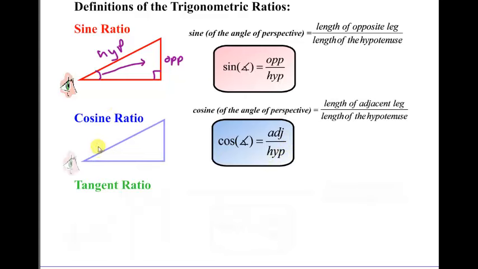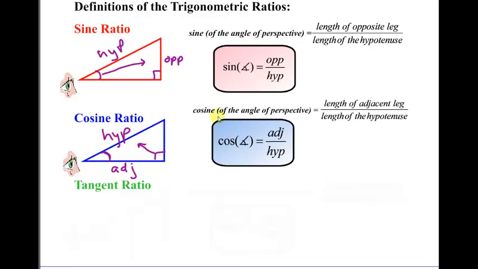And what that looks like on our diagram is, with our right triangle established, if we choose our angle of perspective, then we want to pick out the side that's adjacent to that angle. So we would use this side, the adjacent side, and along with it the hypotenuse across from that right angle.